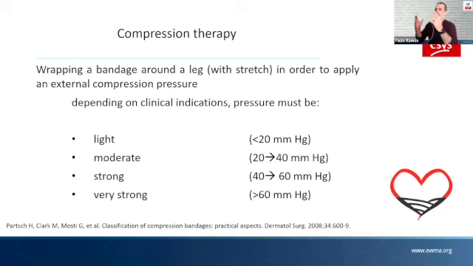So academically it is divided into light, moderate, strong, and very strong. The measures are here. Less than 20 mmHg, light; moderate, between 20 and 40 mmHg; strong, more than 40 until 60 mmHg; and very strong, above 60 mmHg. So this is what is published about the degree, or the dosage, of compression therapy.